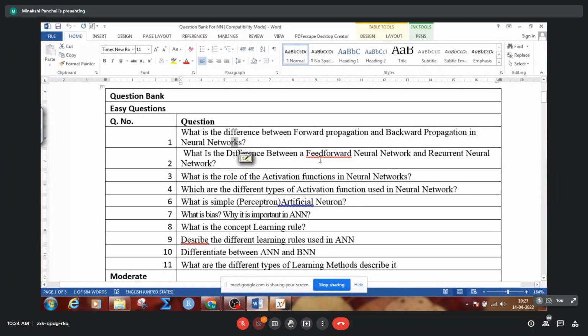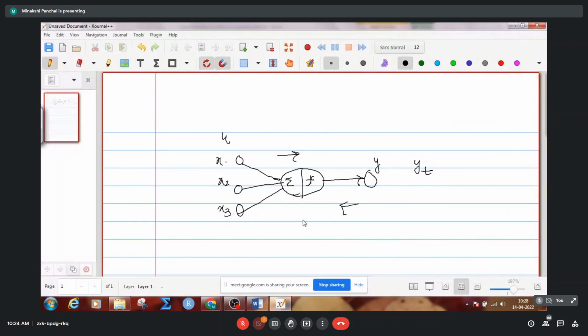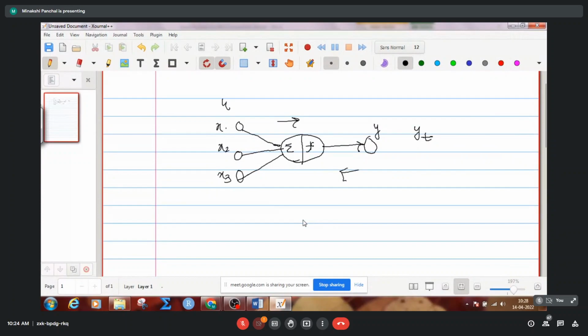What is the difference between a feed-forward neural network and recurrent neural network? Maybe the question is only for the recurrent neural network. So what do we know about the recurrent neural network? Actually it is known as the feedback network also. In a recurrent network, if you remember Hopfield, that is one of the recurrent networks we are using. Again, if I am considering the same network, this is the basic network which we are always using.